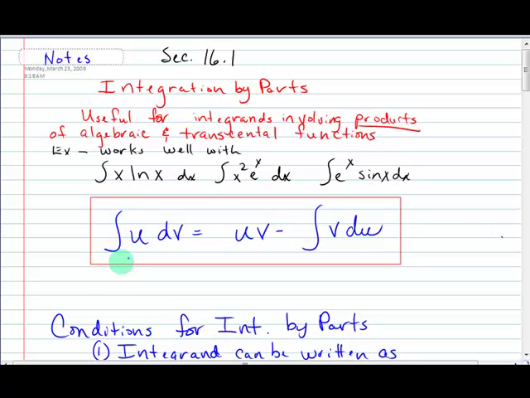The integral of u dv, assuming that you've divided it into parts, is equal to uv minus the integral of v du. Sounds confusing, sounds crazy, but it actually is not all that bad.